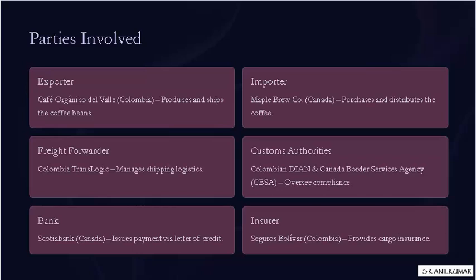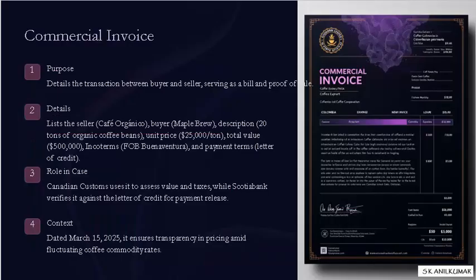Customs authorities are Colombian DIAN and the Canada Border Services Agency, CBSA. They have to oversee whether the goods are as per COFTA. And then the bank is Scotiabank in Canada, who issues a payment letter of credit, and the insurer is Seguros Bolivar, a Colombian insurance company. Okay, let us see what are the key documents that will be used.